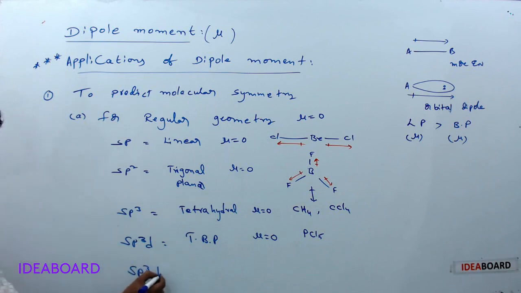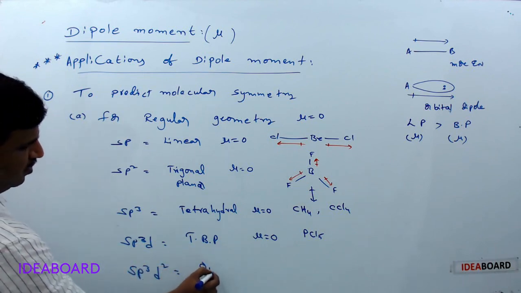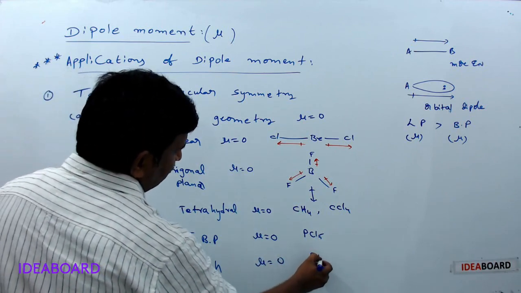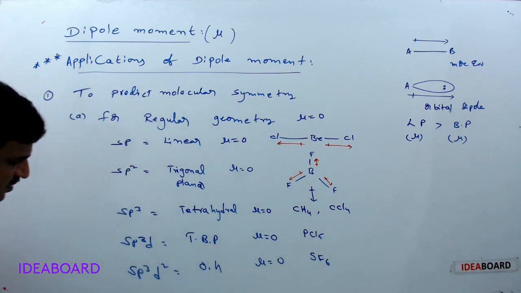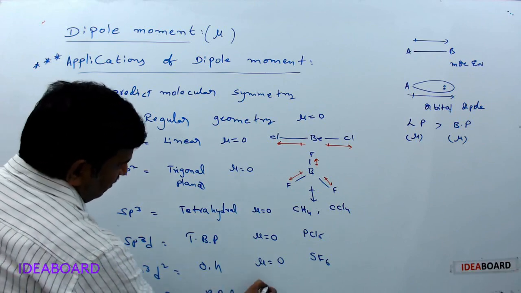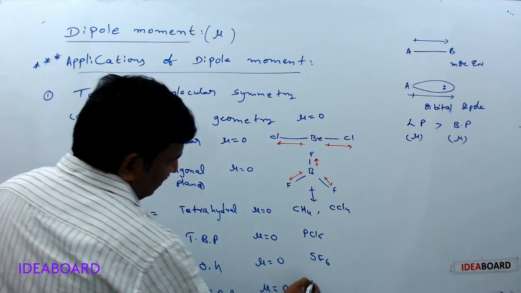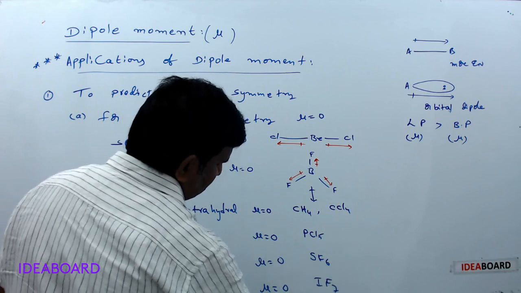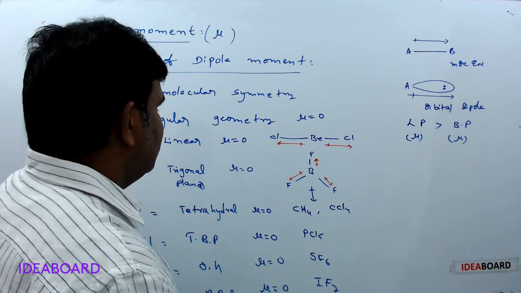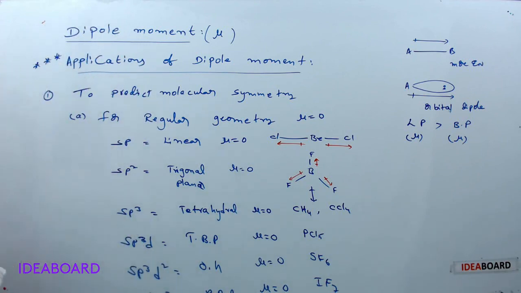Similarly, sp3d2 hybridization, if octahedral geometry is present, then the dipole moment is 0. Example is SF6. And sp3d3, pentagonal bipyramidal, then the dipole moment is 0. Example is IF7. Okay, and generally unsymmetrical geometry molecules have a dipole moment. First, please remember this.